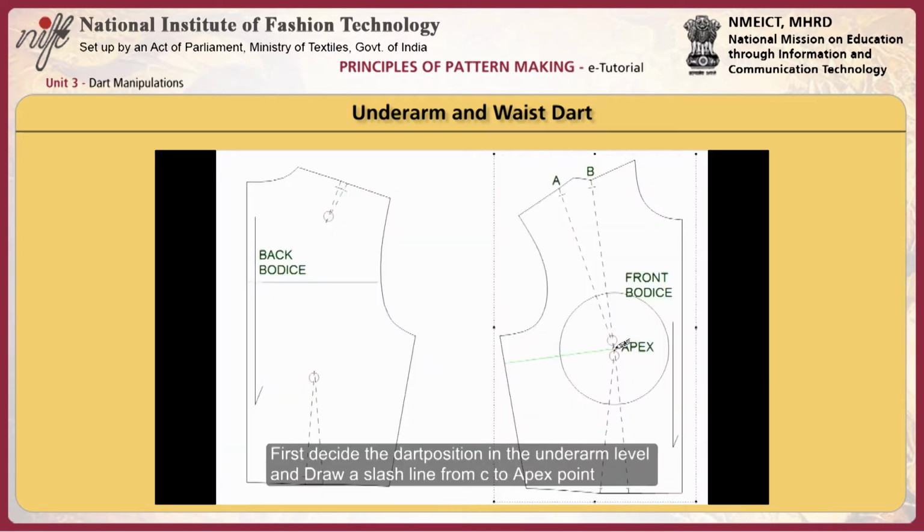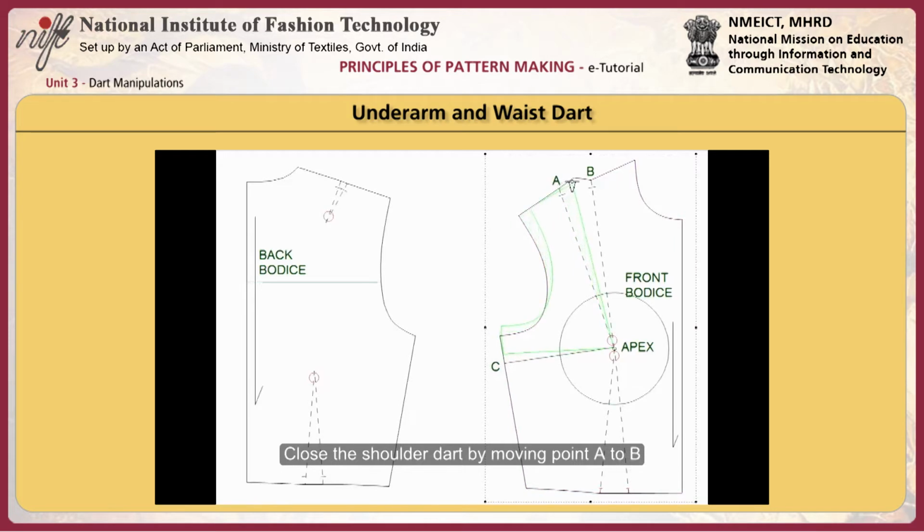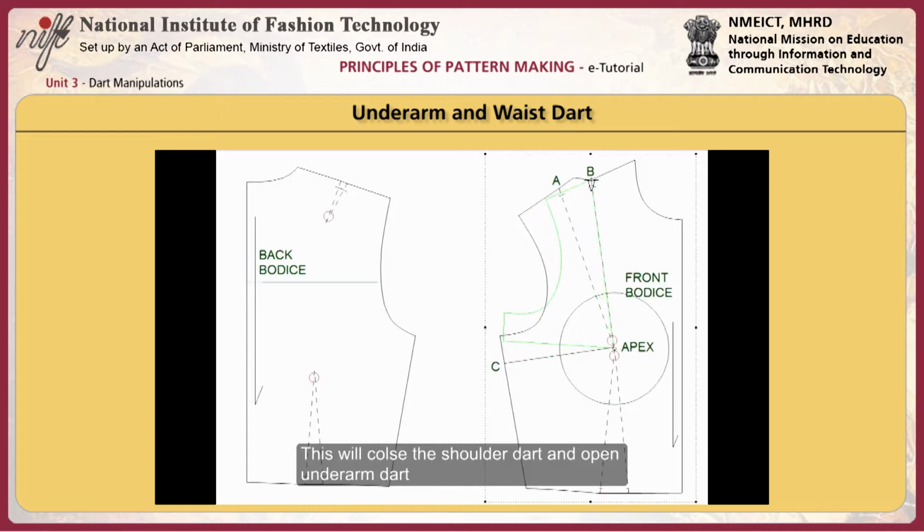First, decide the dot position in the underarm level and draw a slash line from point C to apex point. Label C. Slash the line from C to apex point. Close the shoulder dot by moving point A to B. This will close the shoulder dot and open the underarm dot.